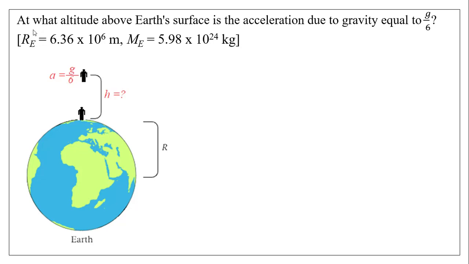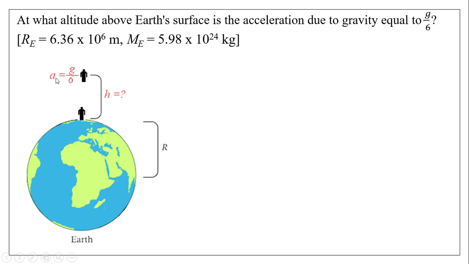Alright, so in this particular video, it asks us at what altitude above Earth's surface is the acceleration due to gravity equal to g over 6. So 1/6 of the acceleration due to gravity at the surface, okay? I want to point out it says altitude, aka height, here in the diagram. H is what we're looking for, and it says above the surface, so we have to measure it from the surface to the top. And it says acceleration is 1/6 of g, so same thing as saying g over 6.